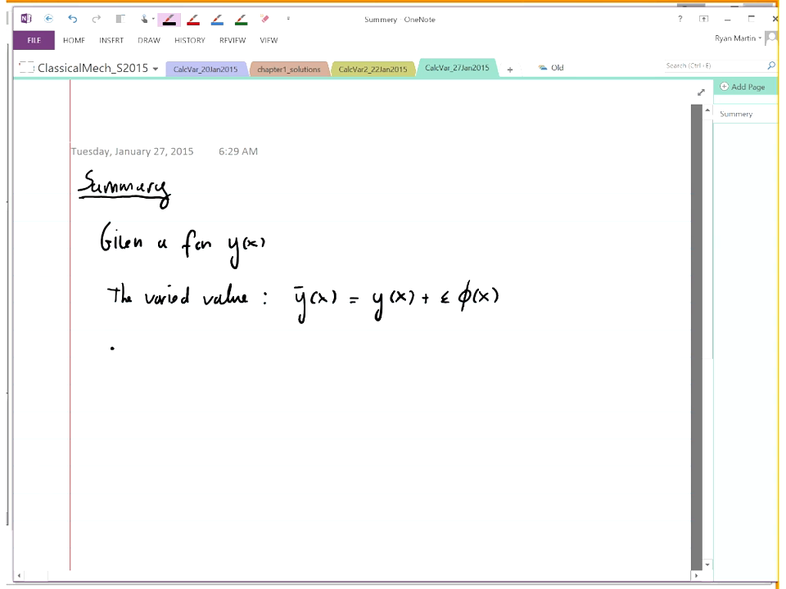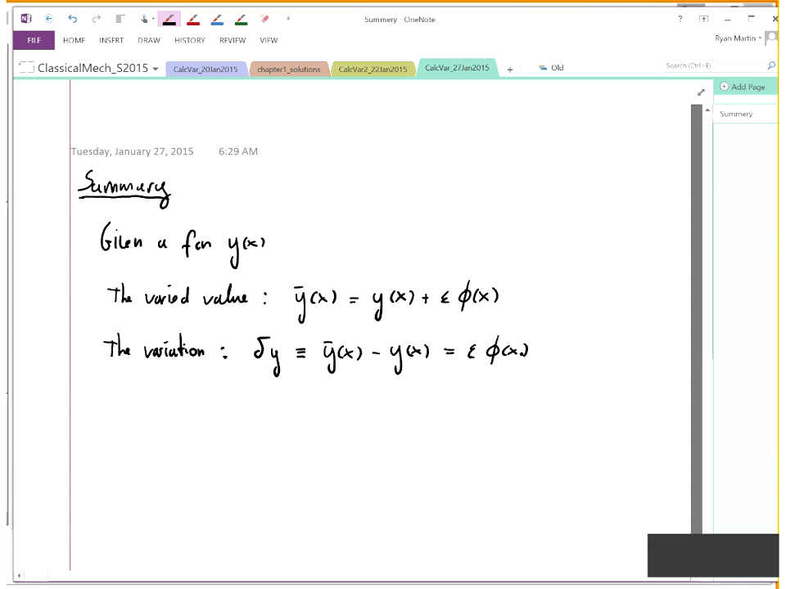And then we introduced the variation, and we call that delta y. It's the change from the original function. So it's y bar of x minus y of x, which of course is just the epsilon phi of x part. So that's the variation of a function. It allows us to consider situations where what if the function was a little bit different? And ultimately those considerations will tell us what the function actually must look like for a physics problem.